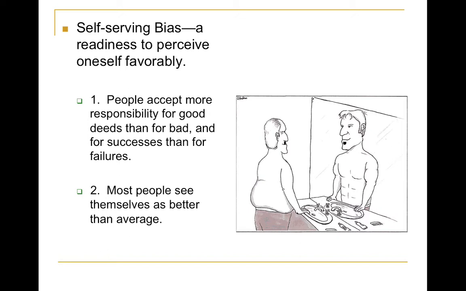accept responsibility when good things happen, but what do we do when bad things happen? We shift the blame onto someone else. We do actually tend to see ourselves as better than average. It's kind of the example of overconfidence that we've talked about in the past.